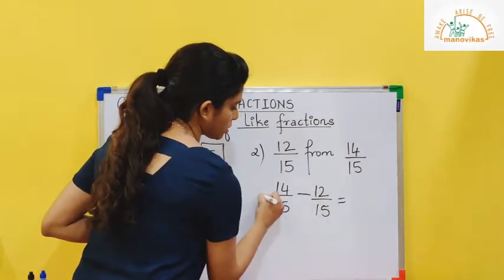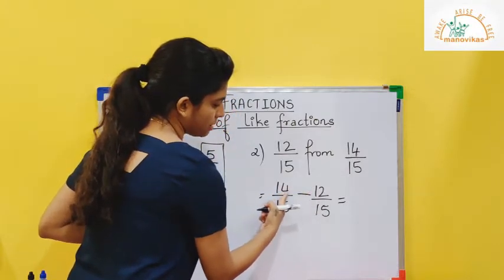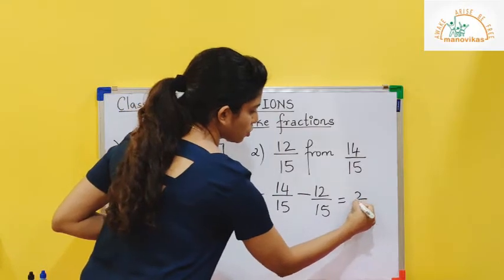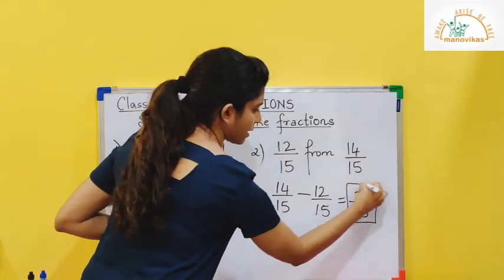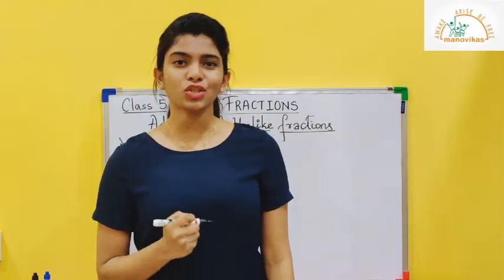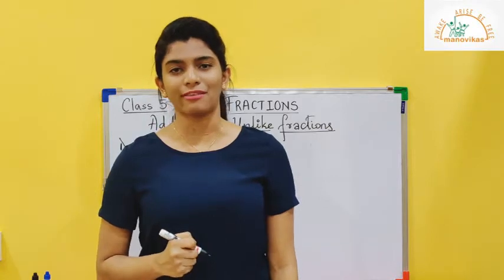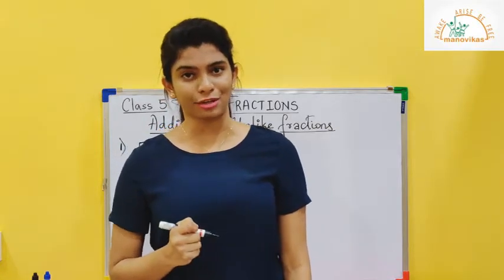So what is the answer students? We have to do the subtraction in the numerator. 14 minus 12 is 2 upon 15. So this is my answer, 2 upon 15. Students, it was easy to do addition and subtraction of like fractions. Now let's learn how to do addition and subtraction of unlike fractions.